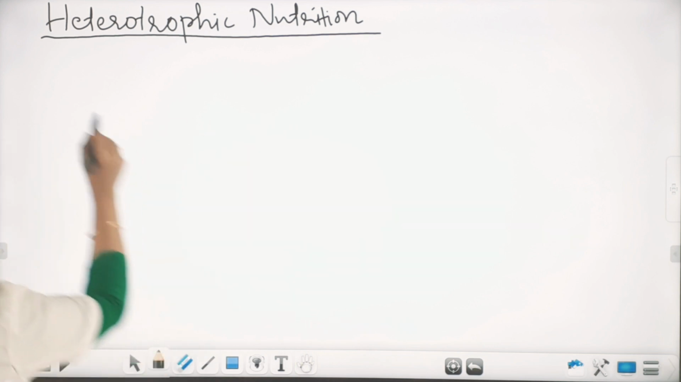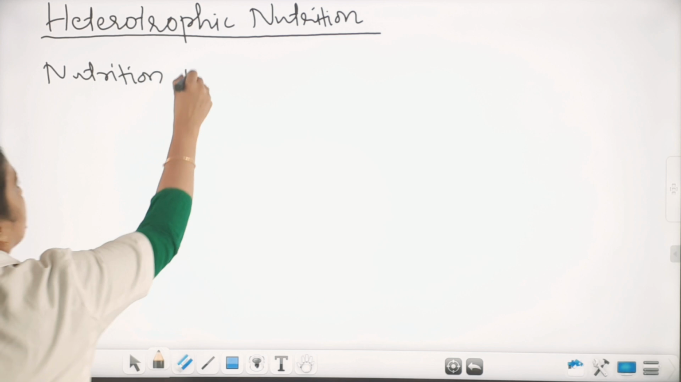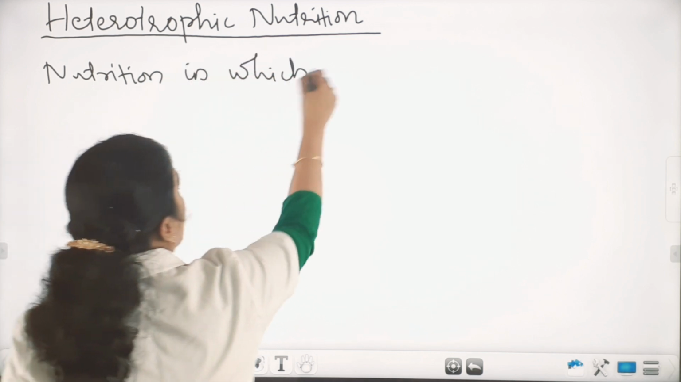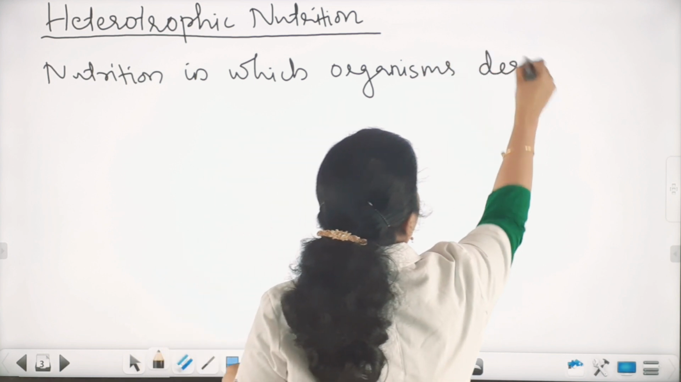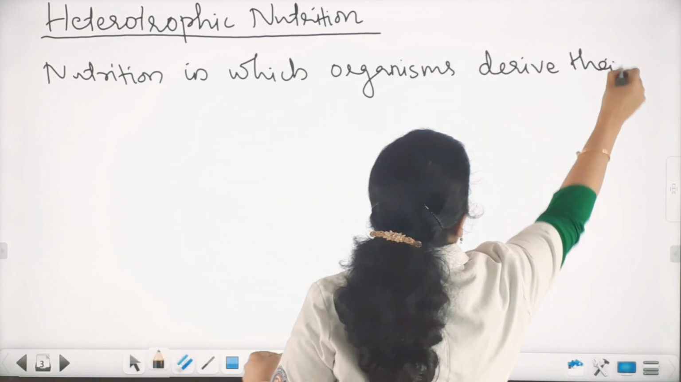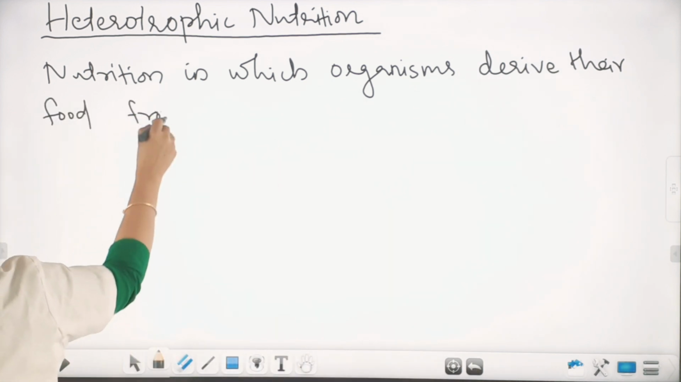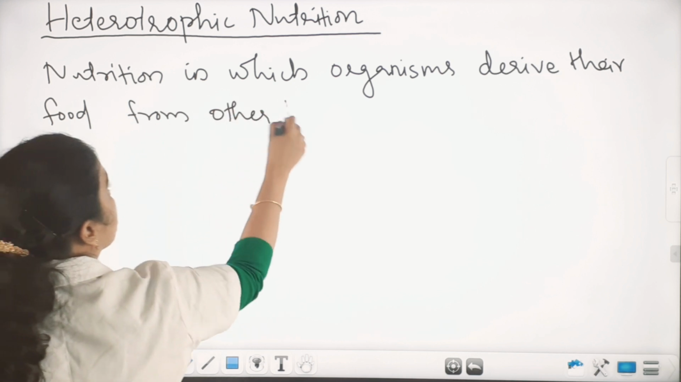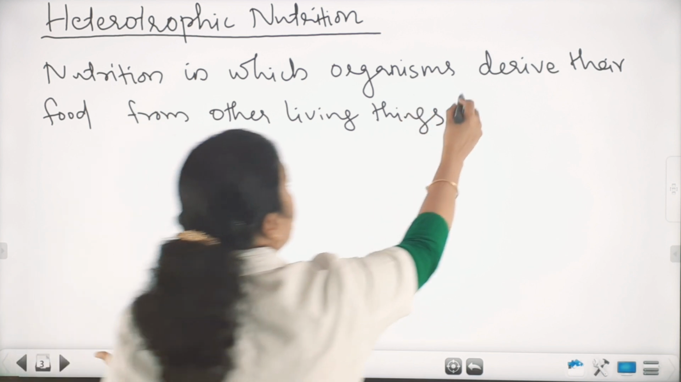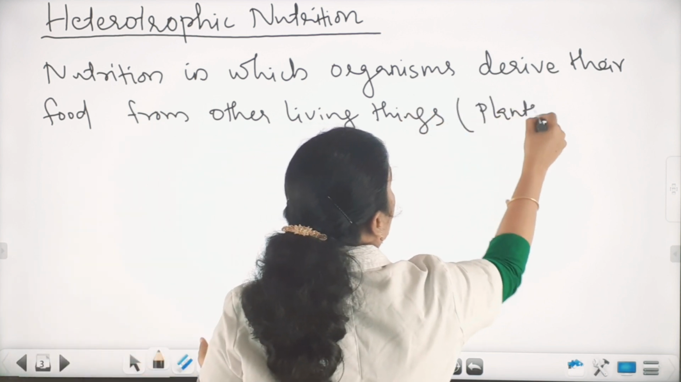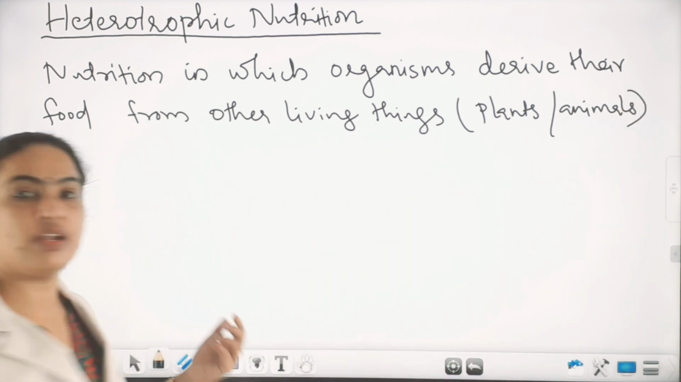Okay, so we can write the definition. Nutrition in which organisms derive their food or nutrition from other living things. Other living things may be plants or animals. Other living things means other plants or animals.